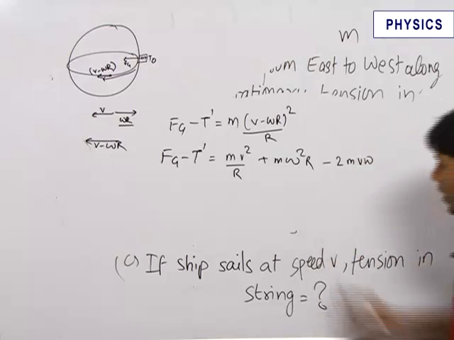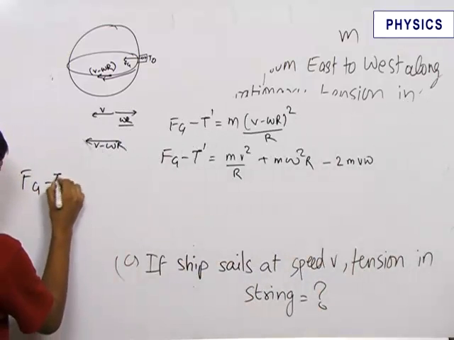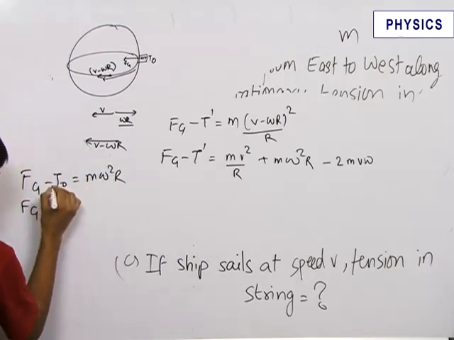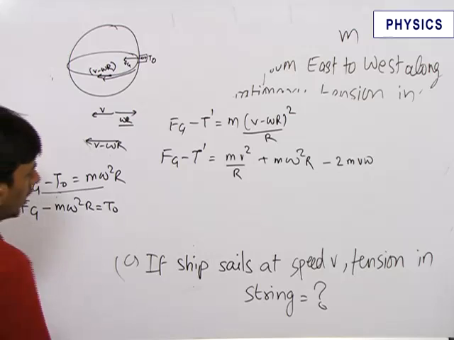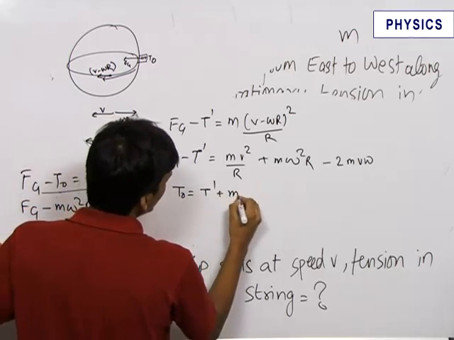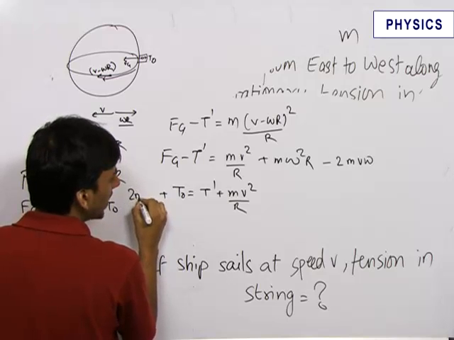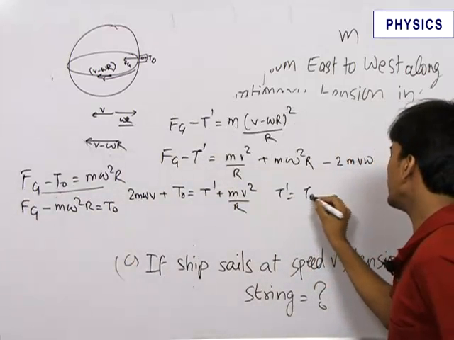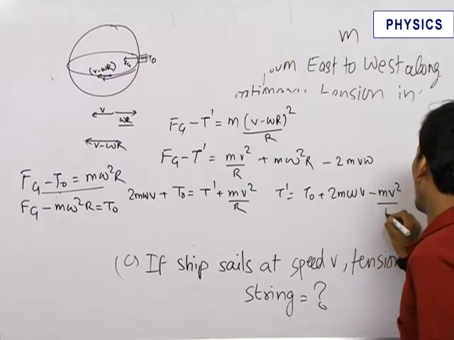omega v. Now here we already know that Fg minus T naught was equal to m omega square r. Therefore, from the B part, we can write Fg minus m omega square r is equal to T naught. Therefore T naught is equal to T dash plus m v square by r. We bring plus 2m omega v on this side. Therefore T dash becomes equal to T naught plus 2m omega v minus m v square by r.